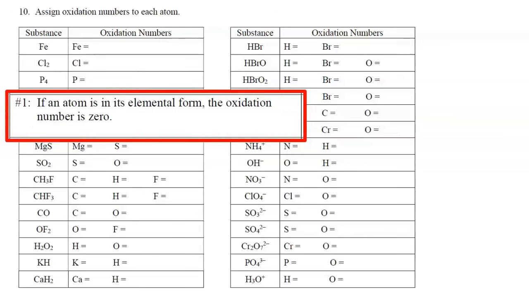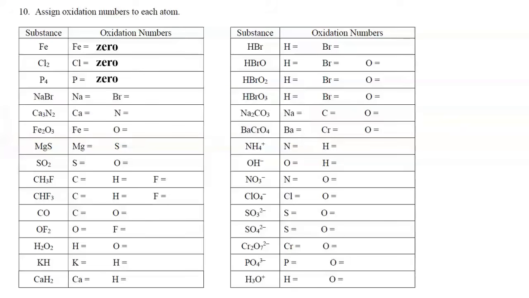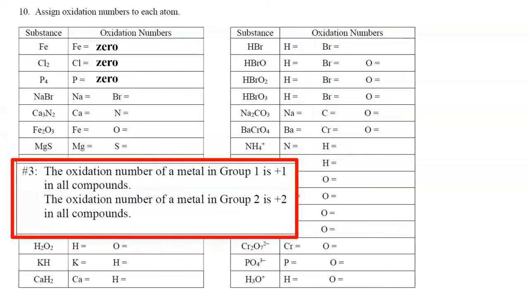So in their elemental form, the oxidation number would be 0 for these elements. In our next set of compounds, these are all ionic compounds. They consist of a metal and a nonmetal. And the oxidation number of a metal in group 1, like sodium, is +1. So therefore, the bromine would have to be -1. And that's the normal charge you would expect on the monoatomic ion, bromine.